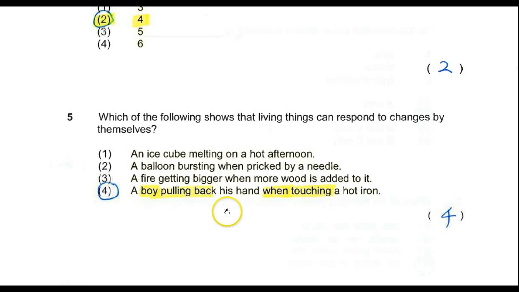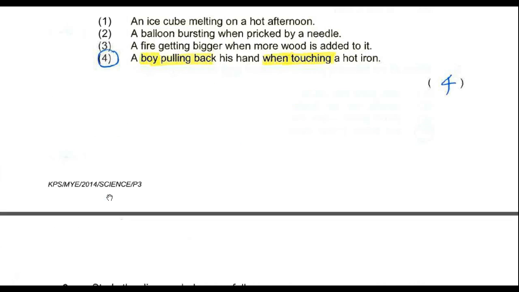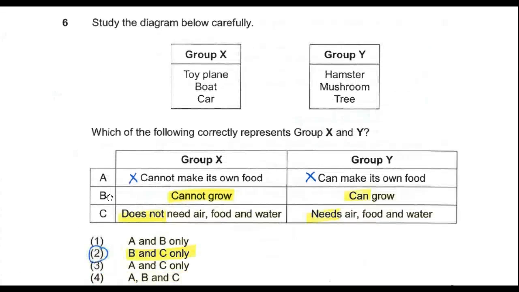Next, which of the following shows that living things can respond to changes by themselves? A boy pulling back his hand when touching a hot iron. Choice 4.